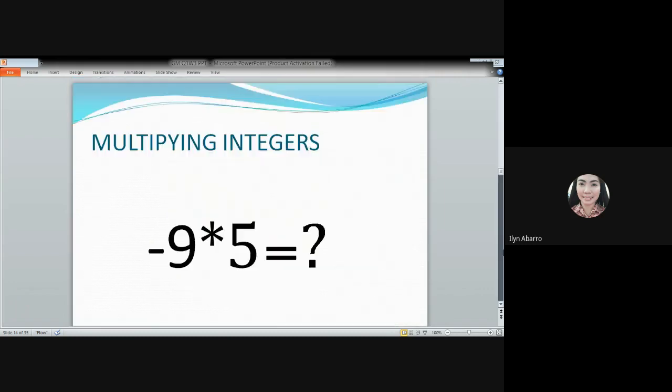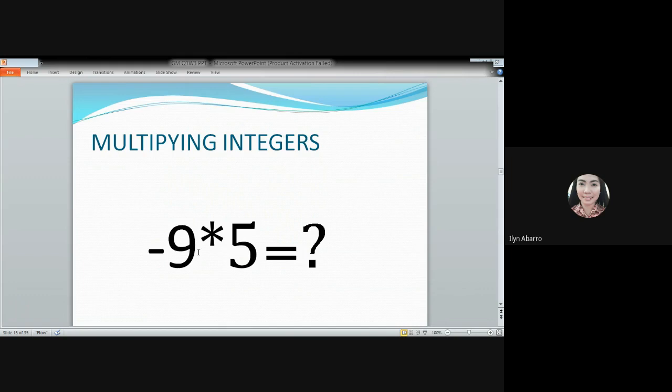Okay. So let's move on in multiplying integers. Okay. So what are the rules of multiplying integers? Okay, let us have this. Negative 9 times positive 5. Okay, so as you can observe, these two have different signs.